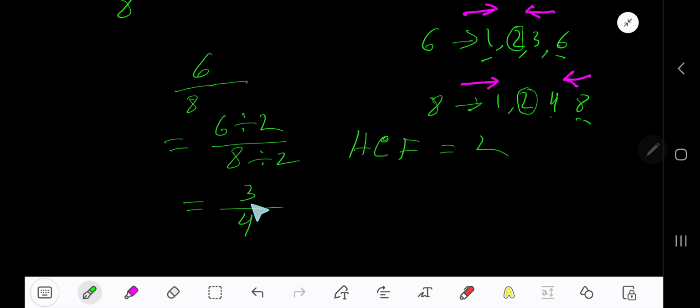Now look, this 3 is a prime number. So the common factor between 3 and 4 is 1. So if you divide this 3 by 1 and 4 by 1, you will get the same thing. So this is the simplest form or lowest term.